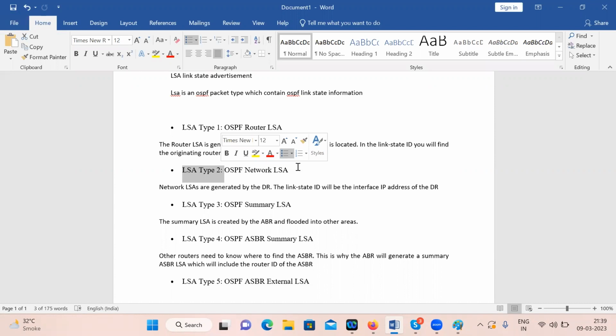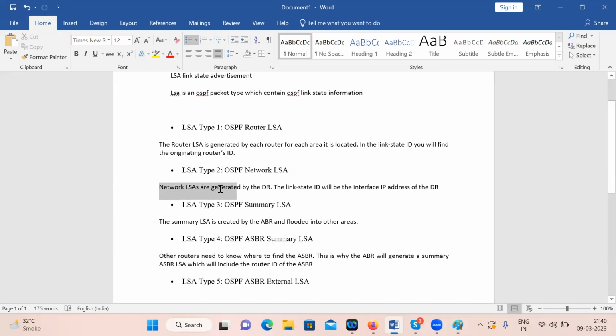And yesterday we have also seen DR will always send an update on multicast address 224.0.0.6. So similarly, here also, when you have a DR and BDR type of topology, that means BMA type of topology, DR will always send LSA in the form of type 2 LSA. So the next routers which receive it will automatically understand this information is coming from the DR, the designated router.